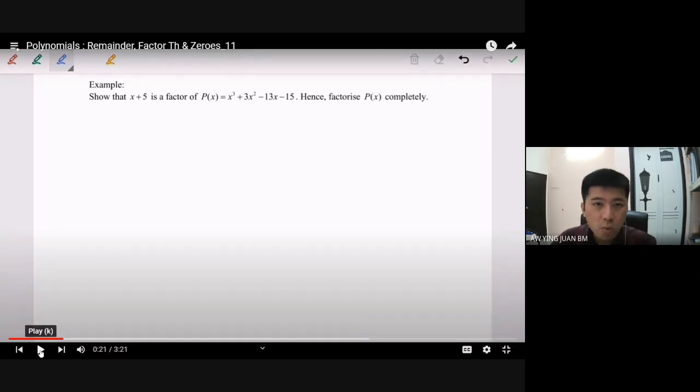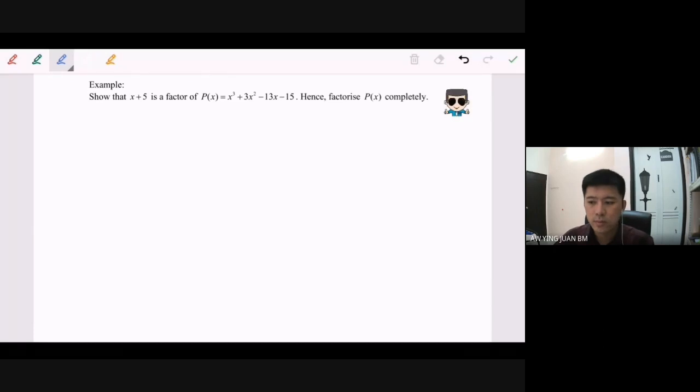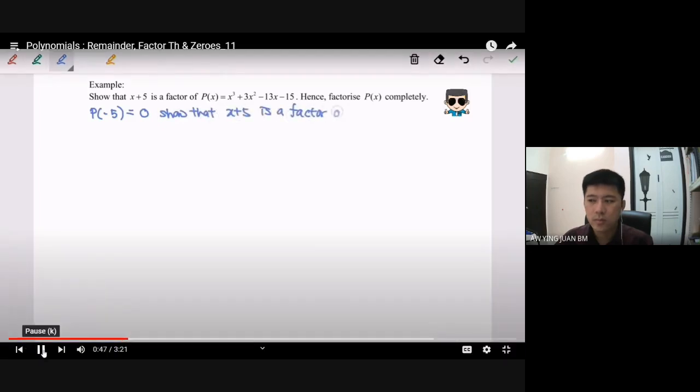So, show. Macam mana nak show? First is to show. So, how to show? By substitute the value -5 into the equation. So, with the help of the calculator, I have the value equals to 0. So, in here, show that x plus 5 is a factor of px.